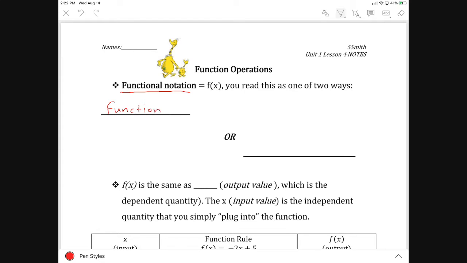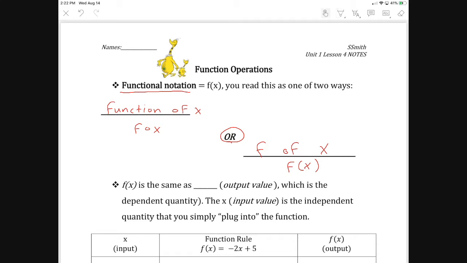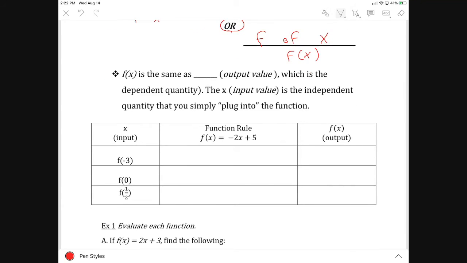Function of x, or f of x. So you've got how to write it both ways. So there's two ways you can write it. f of x is the same as y, which is your output value, which is the dependent quality. The x input value is the independent quality that you simply plug into the function.